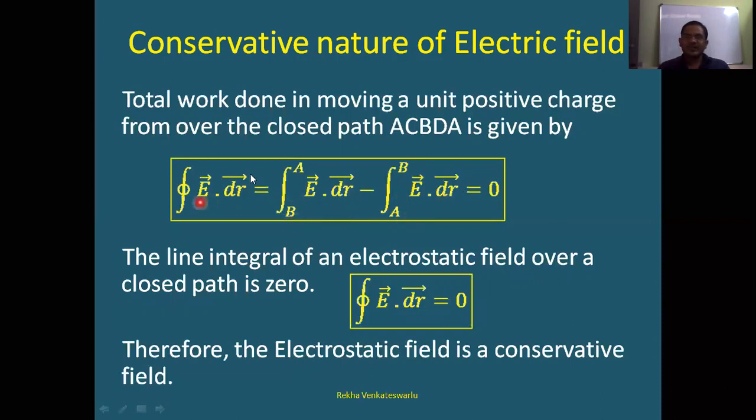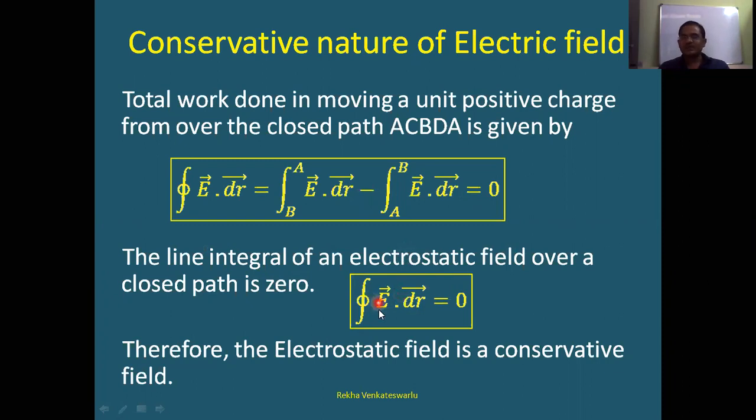That is the closed integral. The total work done can be written as closed integral E bar dot dr bar equal to integral A to B E bar dot dr bar minus integral A to B E bar dot dr bar. So they cancel, equal to 0. Therefore, the line integral of electrostatic field over a closed path is equal to 0. Hence, the electrostatic field is a conservative field.